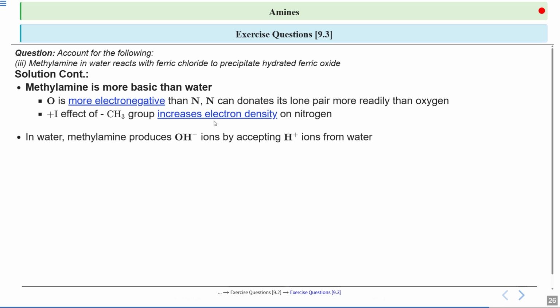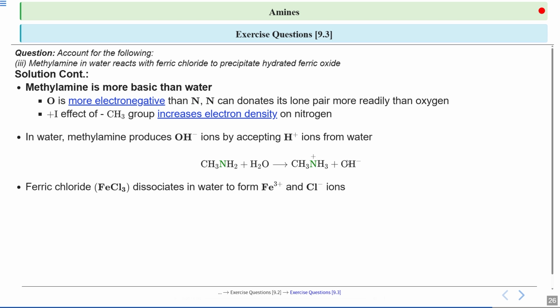So if you'll see, in water, methylamine produces hydroxide ions from water. It produces hydroxide ion by accepting hydrogen ions from water, which makes the solution more basic. So if you'll see at this reaction, methylamine reacts with water. You'll see this nitrogen over here accepts a proton, which forms methyl ammonium ion. Okay, and you'll also get a hydroxide ion, which is OH minus.